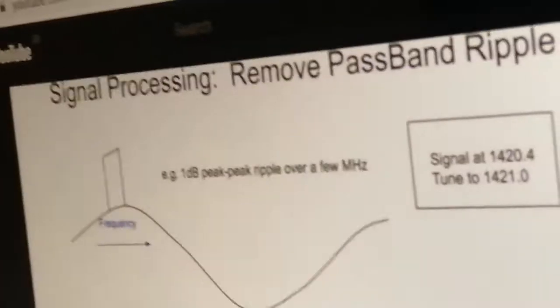Ways of doing it, and we've tried a couple of different ways. First of all, tune to 1421, and this is our signal at 1420.4. Okay, and now tune to 1420. So this is 1420. This is in the middle of our band here, right? And our signal appears up here. What do we do now? We just take the difference between these two spectra.